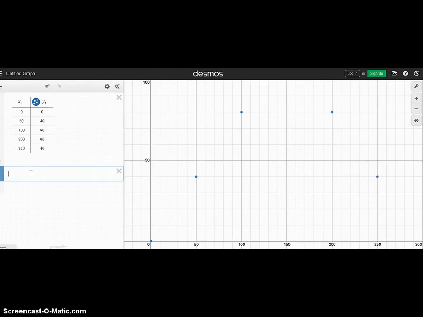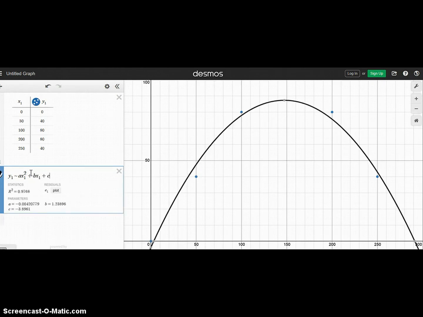We can now compute our regression. y1 twiddle ax1 squared plus bx1 plus c. So y equals minus 0.004x squared plus 1.24x minus 3.90.